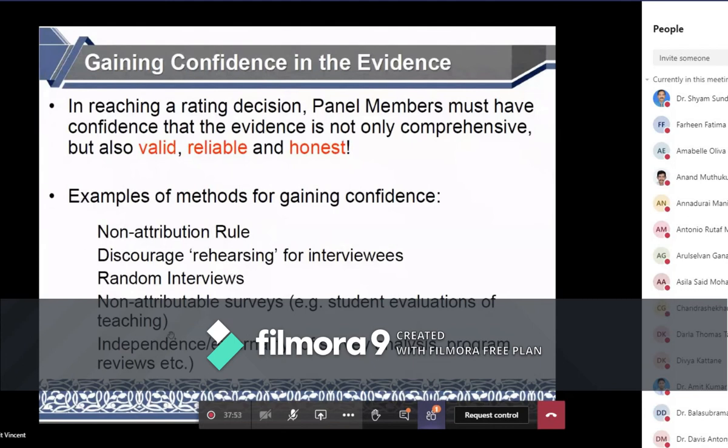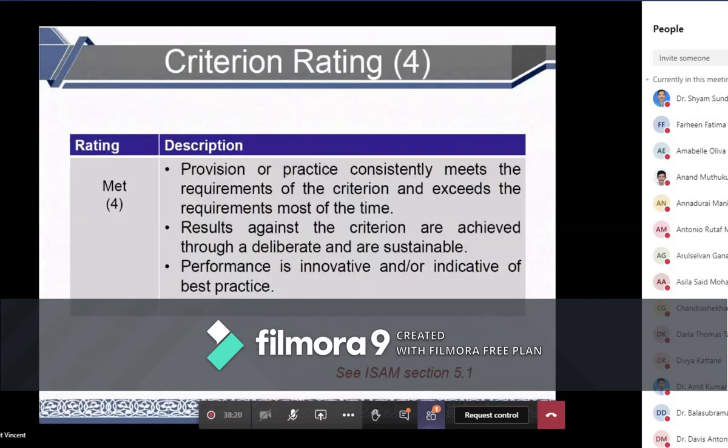Now, how do we gain confidence? We follow the non-attribution rule. We discourage rehearsing of interviews, and we do random interviews to find out if we really have those evidences, non-attributable surveys in student teaching and learning, and surveys, analysis and reviews. So these things will give you better evidences than just creating it.